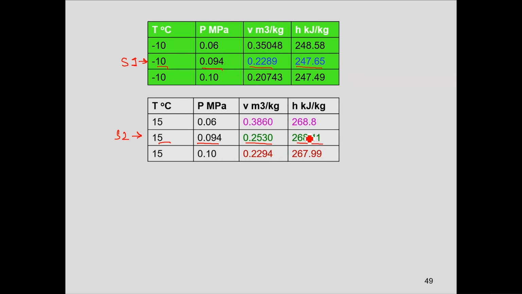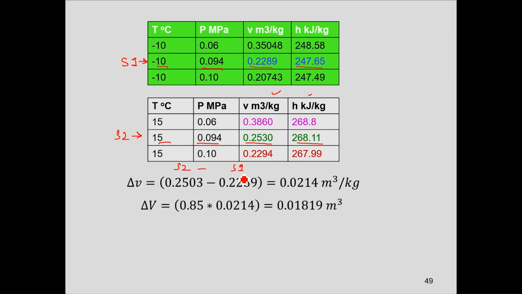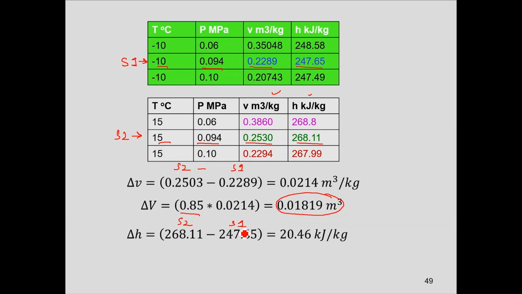Once I have found out these values for specific volume and enthalpy, the change in specific volume would be just the difference between the two states, state 2 minus state 1, the specific volumes, and if I multiply it by the mass, which is given, I'll have the total change in volume. Similarly, for the change in enthalpy, the difference between state 2 and state 1, I'll multiply it with the mass, which is 0.85 kg, and this would give me the change in enthalpy.